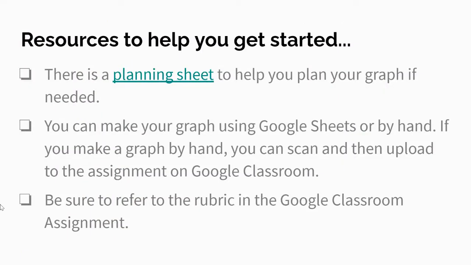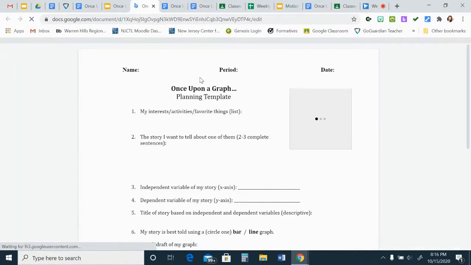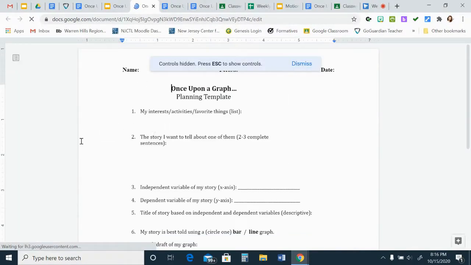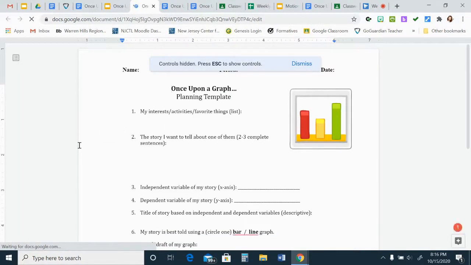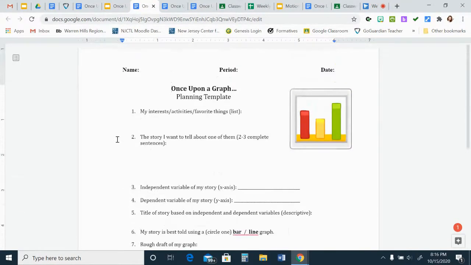A couple resources to help you out. There is a planning sheet to help you get started. This is attached to the assignment on Google Classroom. But just to show you what it looks like, this is not what you're turning in. This is just something to help you plan your graph so that you hopefully meet all of the components that you'll be graded on. So this helps you plan your graph.